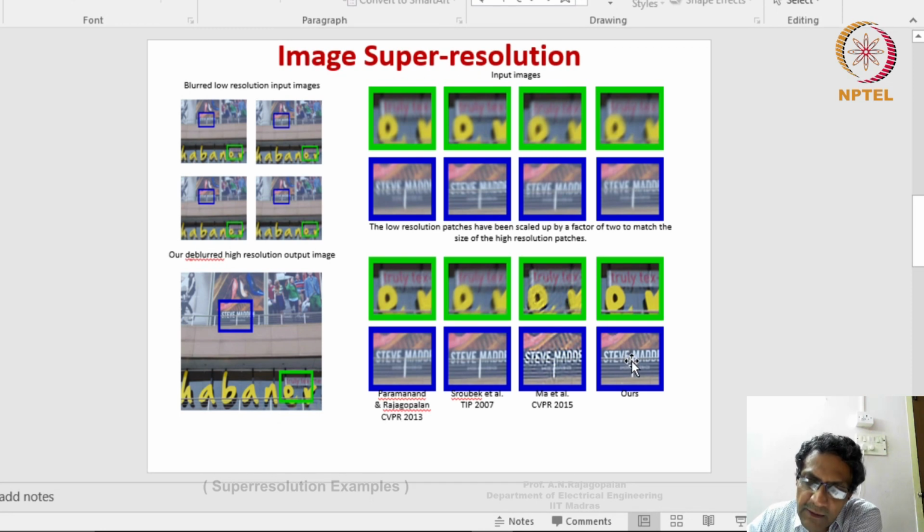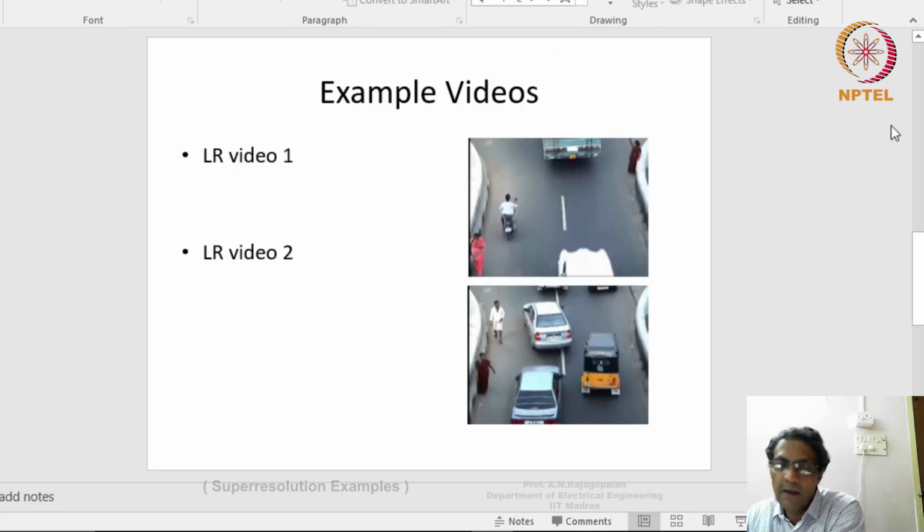Ours is sitting here, and you can see the Steve Mad and then Truly Tech and so on, which is very difficult to read in the LR. Here one is hardly able to see Truly Tech, whereas here you're able to see that. And then here, with some difficulty you can see Steve Mad, whereas here it's much more clear. So basically, such is the ability of this super resolution algorithm.